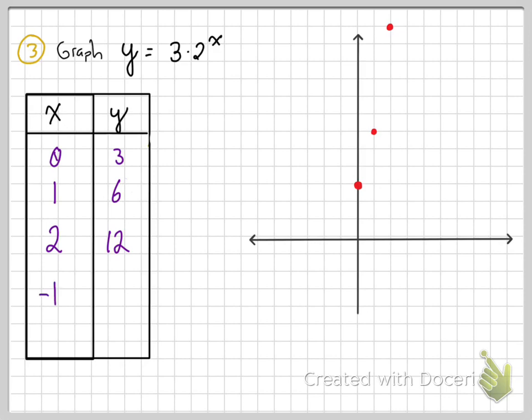If I want to go back on the graph, -1, I would have 3 times 2 to the -1. Again, we could just use our calculator for this, but that's going to end up being 3 over 2, which is 1.5. So I would go back like that. And again, notice how it's making that curve.